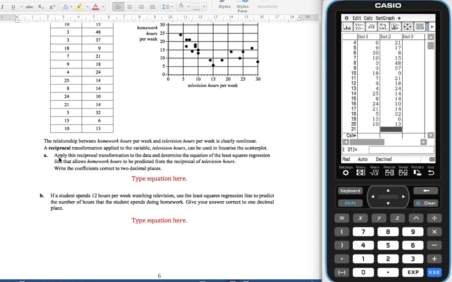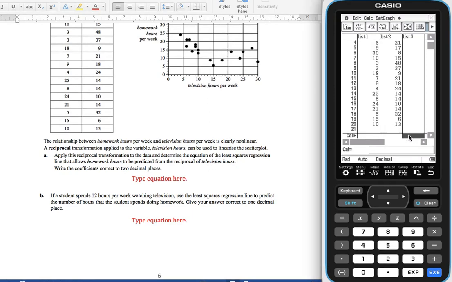The question says to apply this reciprocal transformation to the data and for us to determine the equation of the least squares regression line that allows homework hours to be predicted from the reciprocal of television hours. So really we've got 2 jobs here. 1 is to apply the transformation, and 2 is to then come up with the regression line equation. So if we're doing the reciprocal of television hours, really what that means is we're doing 1 over x.